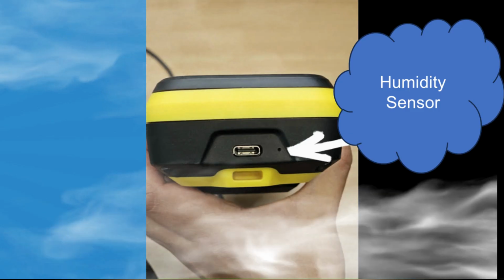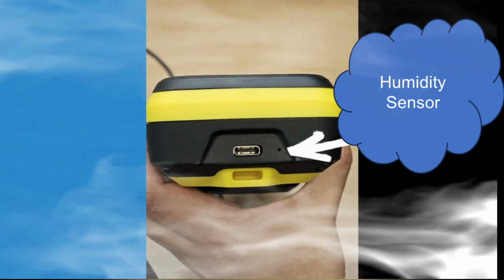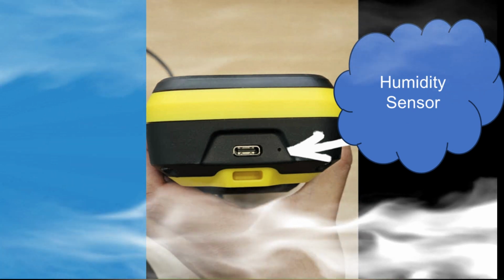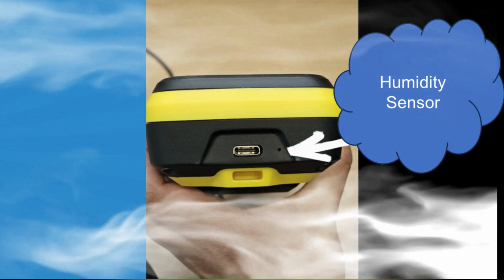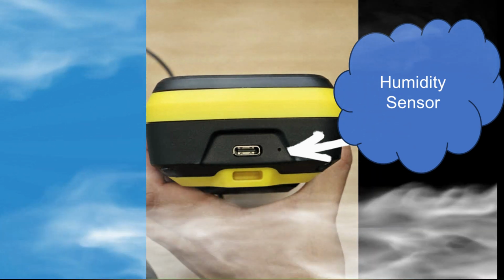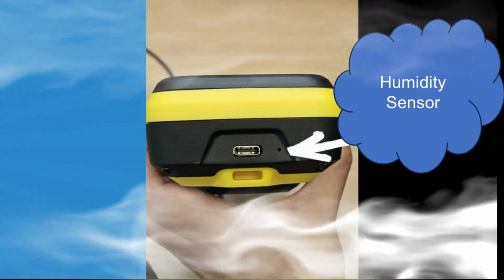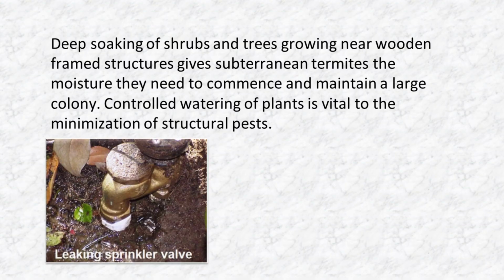dry areas. On the current screen, you're seeing the humidity sensor on the Termatrac eye tracker. This capability is great for us doing inspections. This gives us the ability to find humidity behind walls and wall voids, areas like that, where we otherwise might miss a pest infestation. Deep soaking of shrubs and trees growing near wooden frame structures gives subterranean termites the moisture they need to commence and maintain a large colony.